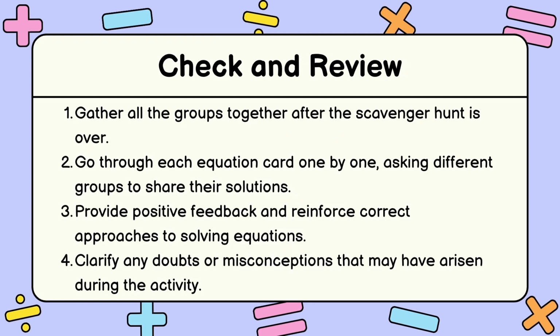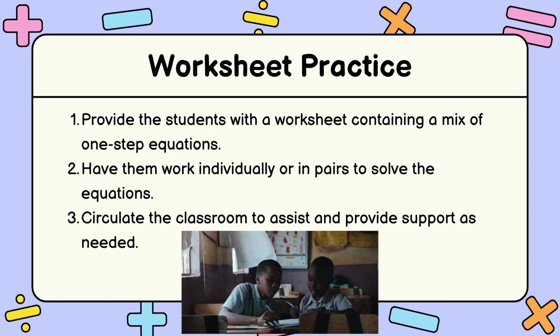Gather all the groups together after the scavenger hunt is over. Go through each equation card one by one, asking different groups to share their solutions. Provide positive feedback and reinforce correct approaches to solving the equations. Clarify any misconceptions or doubt. Wrap up your lesson by providing the students with a worksheet containing a mixture of one-step equations. Have them work individually or in pairs to solve them. Circulate the classroom to assist and provide support as needed.